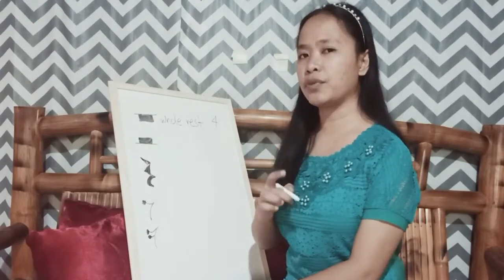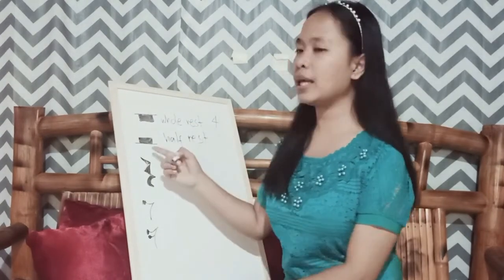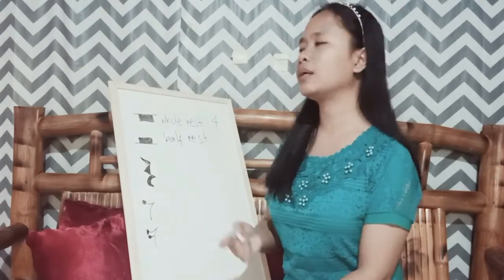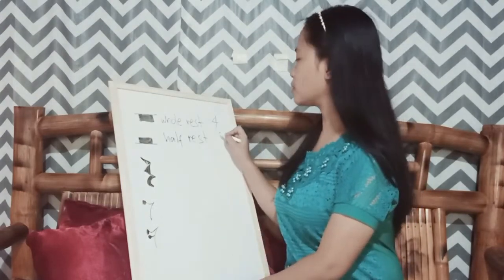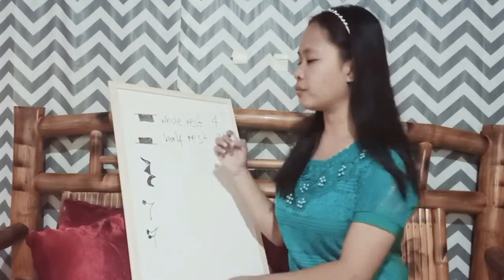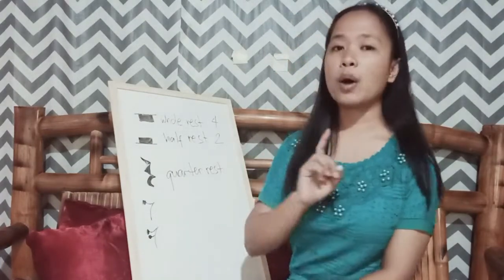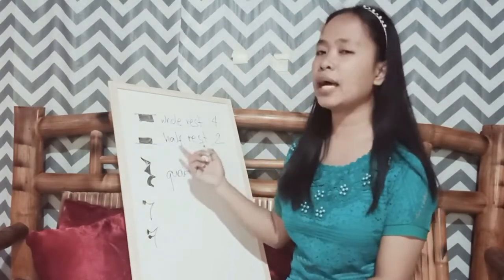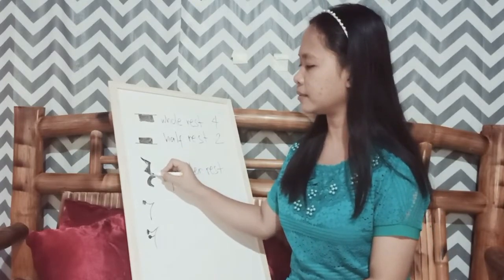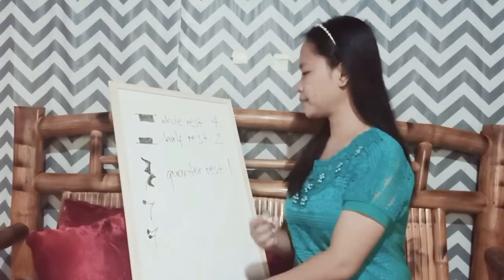And then, the second rest is, of course, the half rest. It looks like a magician's hat. So, half rest, hat. Okay? And it has 2 counts. For our next rest, we have the quarter rest. For our quarter rest, it looks like a lightning bolt. Okay? So, parang ganun siya. And then, it has, of course, 1 count.